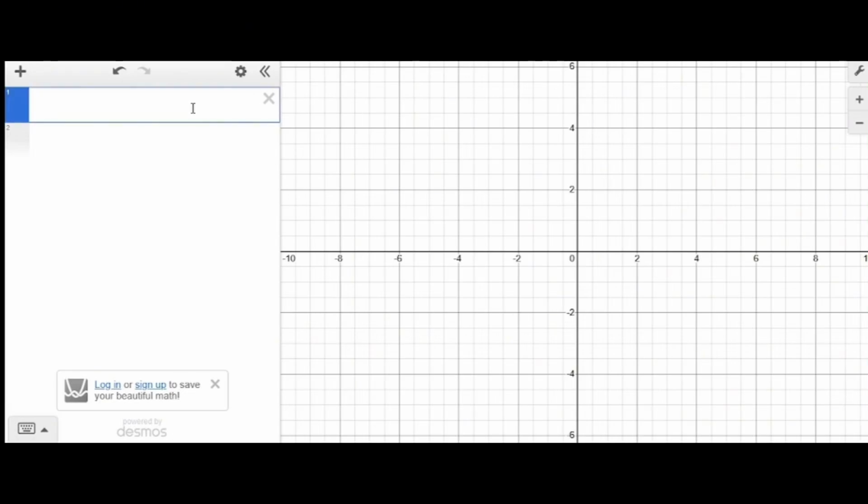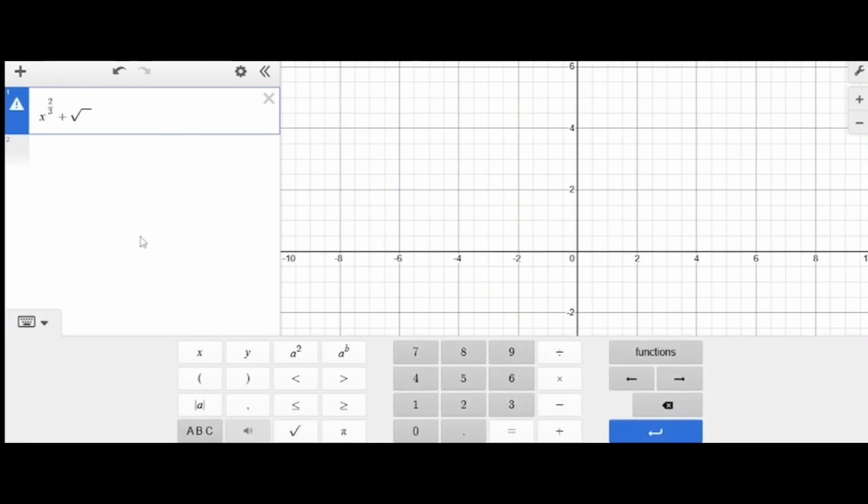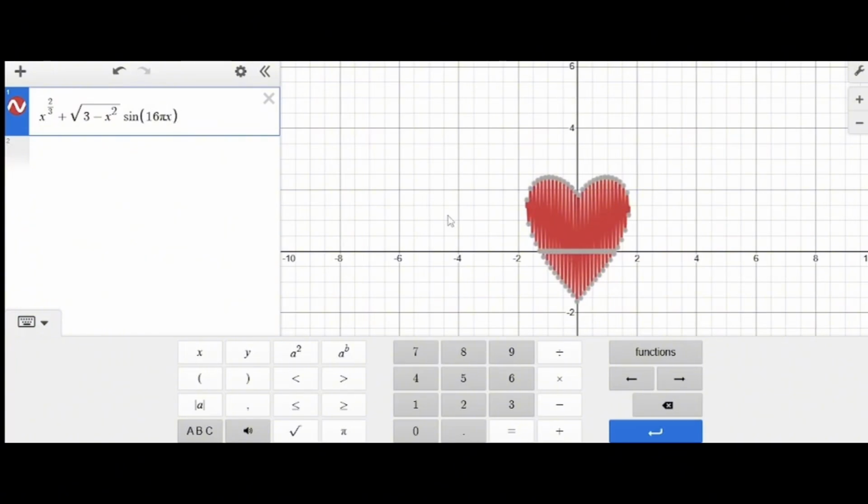So first, we're going to have to do x to the power of 2 over 3. That will be the base of it. Then we have to make it positive. At square root, make it 3 minus x squared. This will create the arch. Now, then parentheses 16 pi and 6. There you have it.